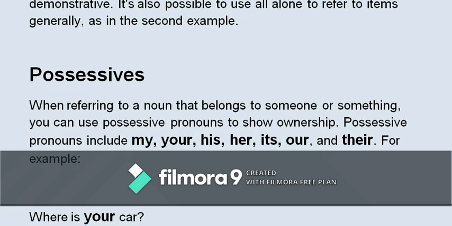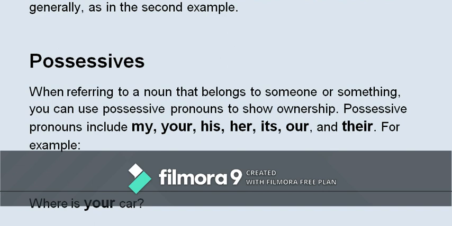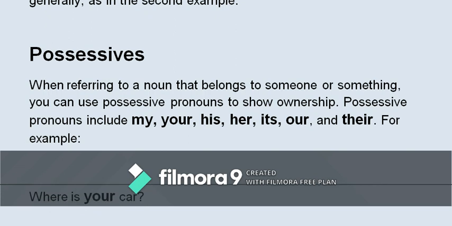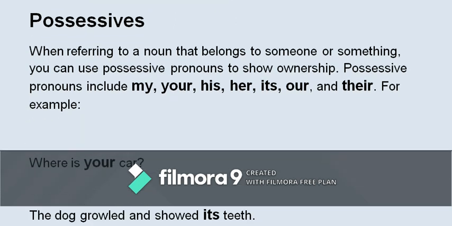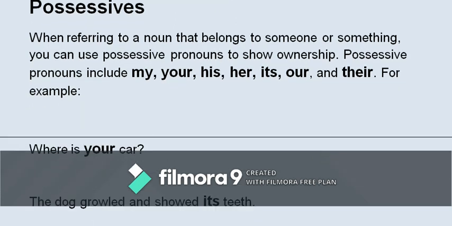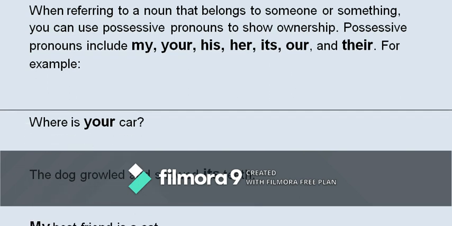For example, where is your car? Car is the noun and your is the determiner or the possessive pronoun that is used over here. The dog growled and showed its teeth. Its is the possessive used over here. Teeth is the noun and its is the determiner. It is determining something about the teeth.